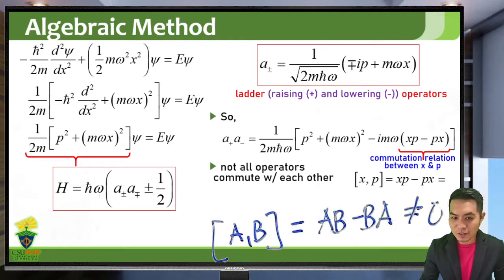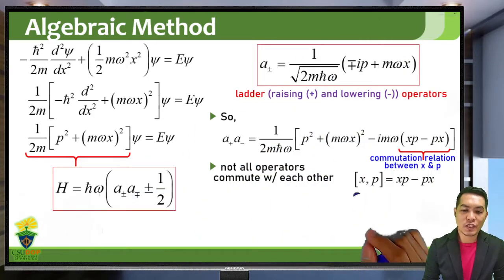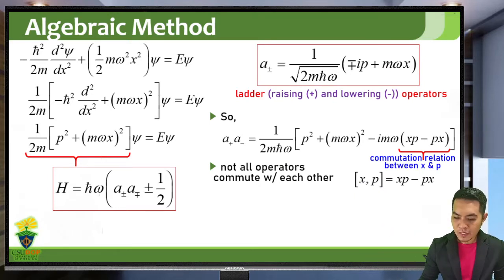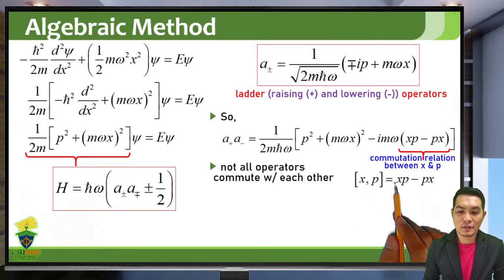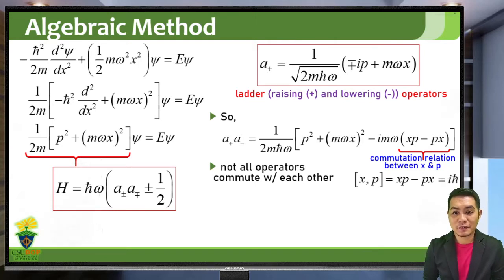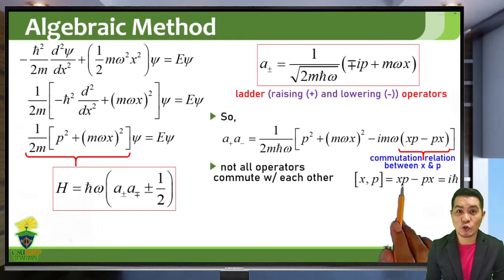Now, in quantum mechanics, not all operators commute with each other. So in the specific example of position and momentum, the commutation relation of x and p, position and momentum, which is xp minus px, is actually equal to i h bar. So it's not equal to 0. It's actually equal to i h bar. Now, of course, in the classical limit, h bar is a very small number. So in the classical limit, this is just approximately equal to 0, and position and momentum commute.